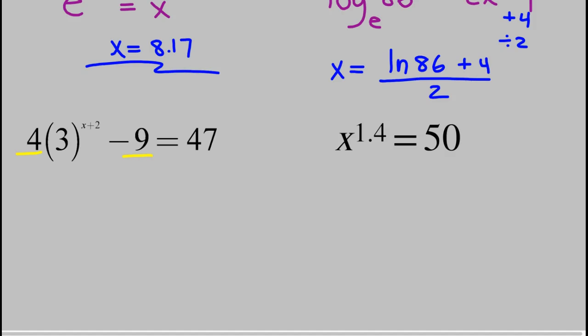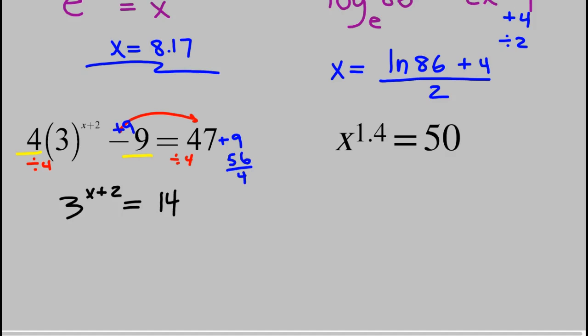So first I'm going to add the 9, and then I'm going to divide by the 4, right? So when I add the 9, I'm going to get 56. When I divide it by 4, I'm going to get 14, I believe. So when you get that stuff all by itself, it's going to be 3 to the x plus 2 power is equal to 14. How did I get 14? Well, I added 9 to both sides to get rid of that, and that gave me 56, and then I divided 56 by 4 on both sides, and I got 14.